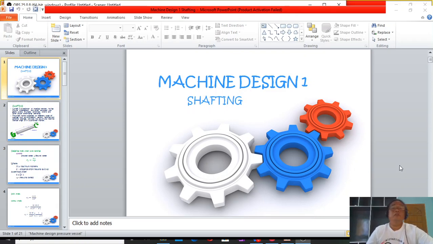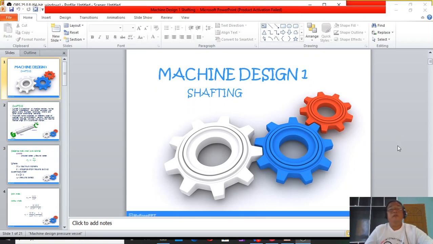So we'll proceed to the other topic in machine design, which is the shafting. Okay. So this is, class, an application of the fundamental principles in machine design.